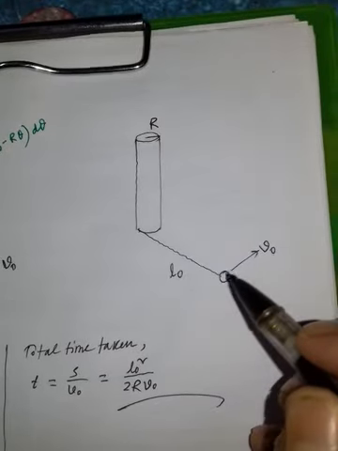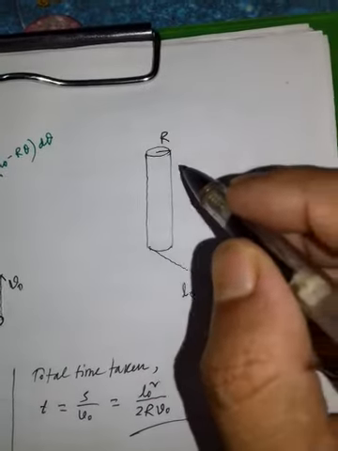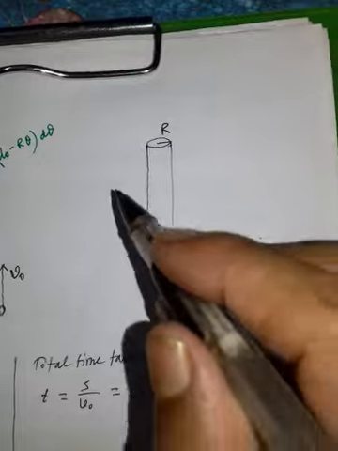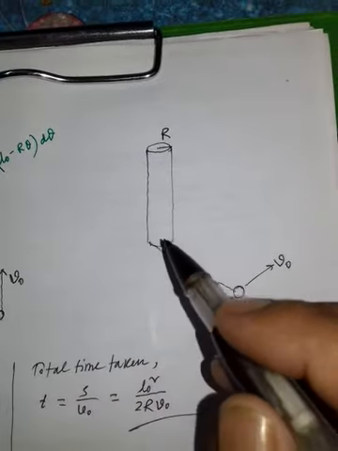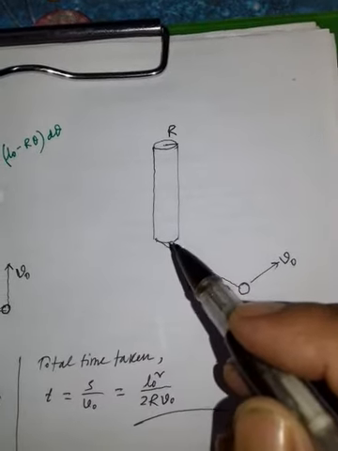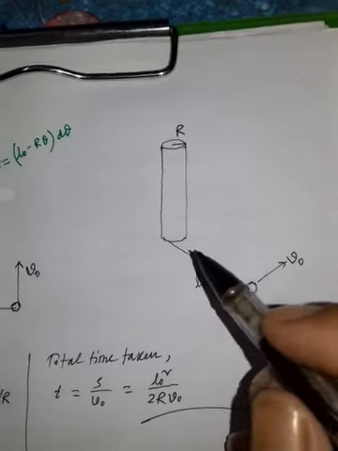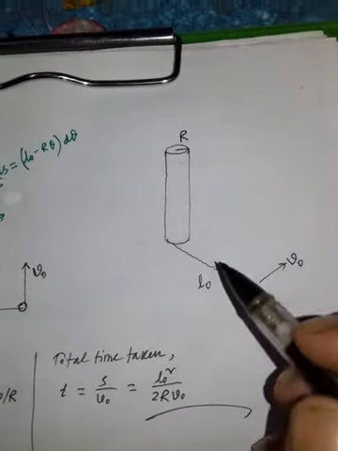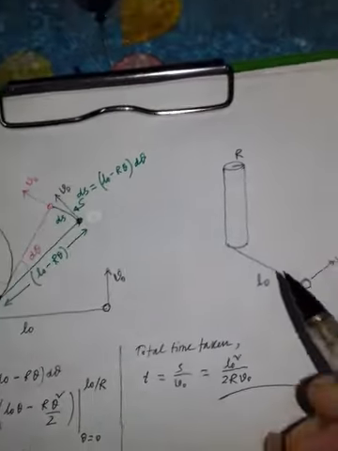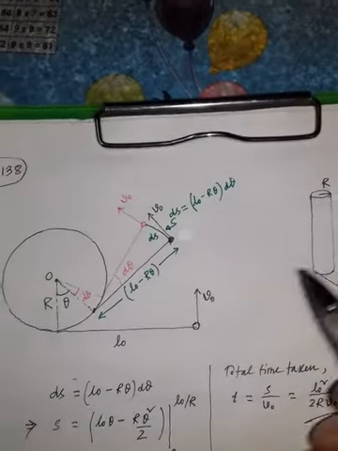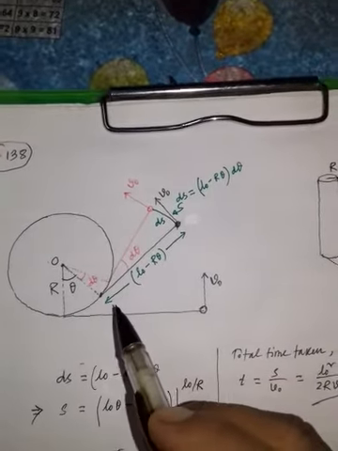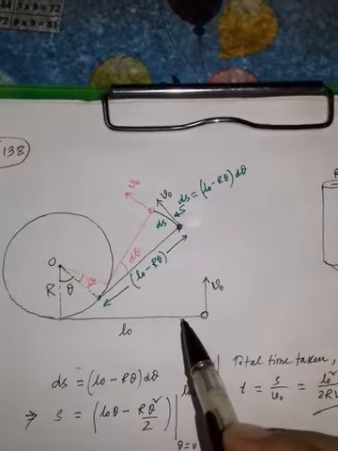As a result, this disc will curl around this cylinder and strike the cylinder at the base after some moment. We are going to find out this time t. We have drawn this figure here. This is the top view of the cylinder.